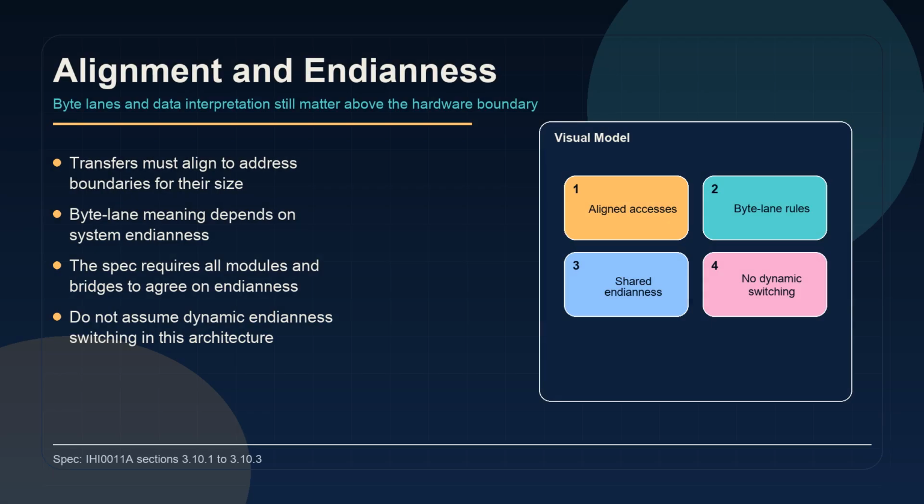Alignment and Endianness are software-relevant even though the details are defined in hardware terms. The bus requires aligned transfers for their size, and byte lane interpretation depends on the system Endianness. The document is explicit that all modules and bridges must agree on that Endianness, so software should not treat it as a dynamic per transaction choice.